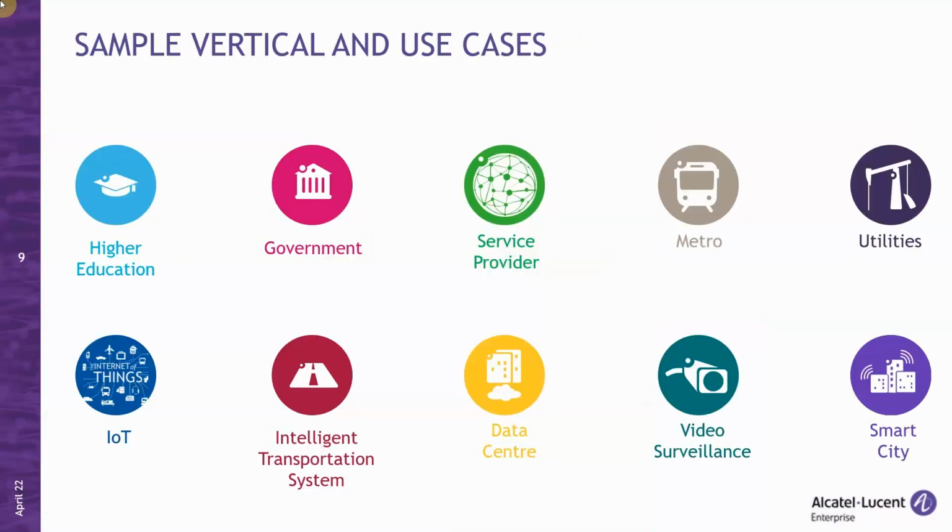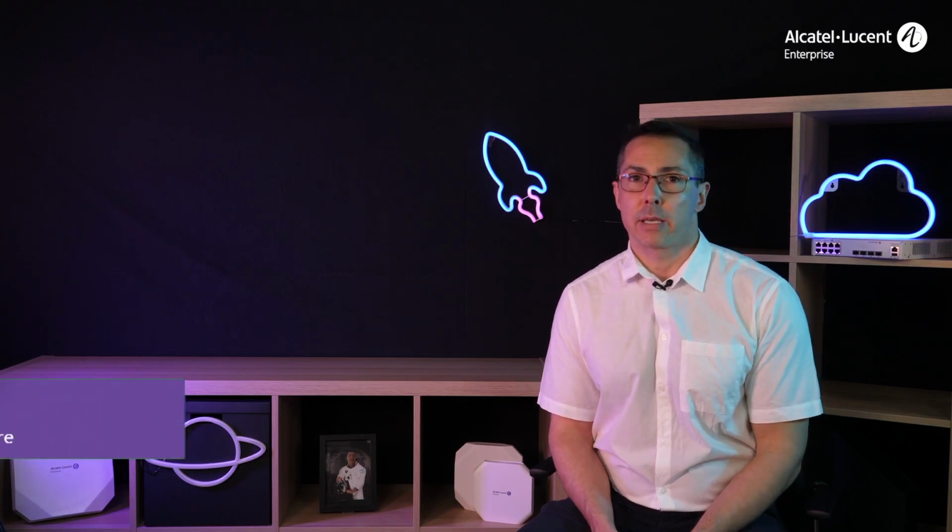I definitely could continue talking on and on about SPB scalability, fast convergence, optimal performance, and many other things. But rather than doing that, I want to close this section giving you an idea of the type of vertical and use cases where SPB is deployed today. And this includes universities, government, service providers, metros, utilities, IoT use cases, intelligent transportation, data centers, video surveillance, smart cities, and more. Let's wrap this section with some key takeaways.